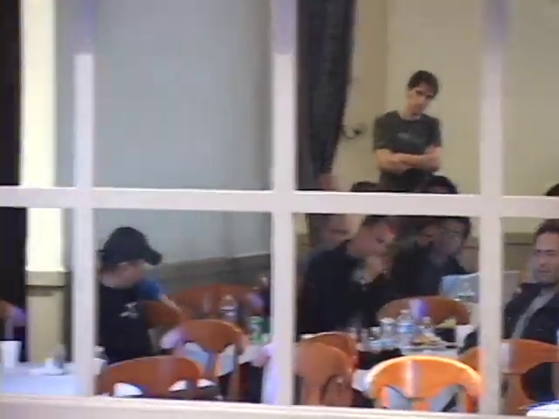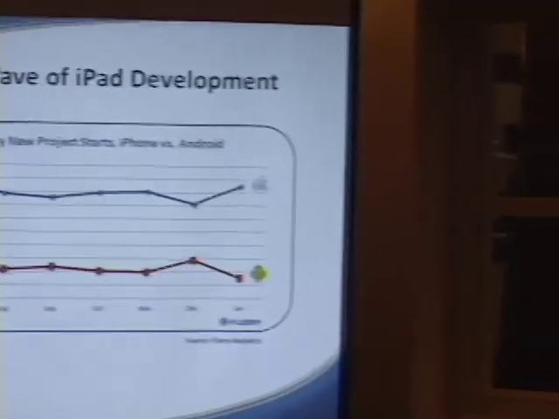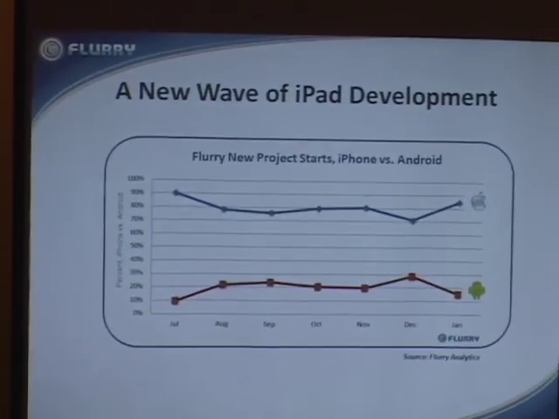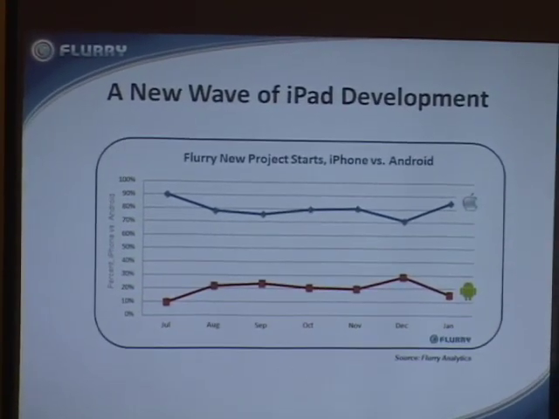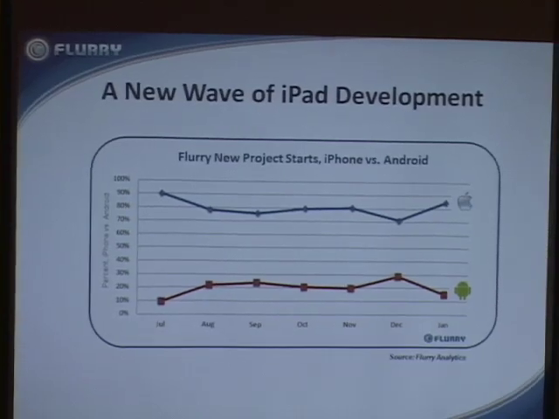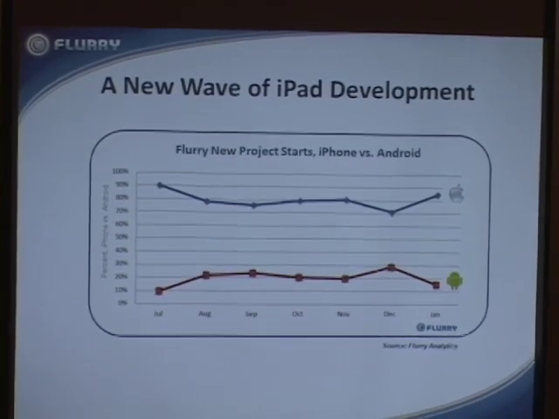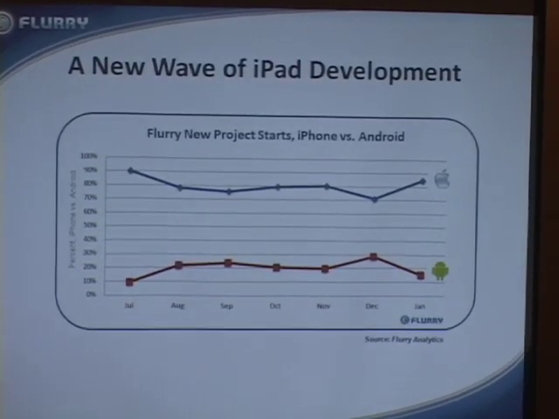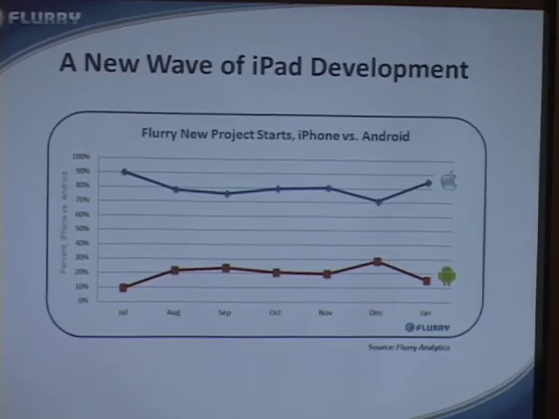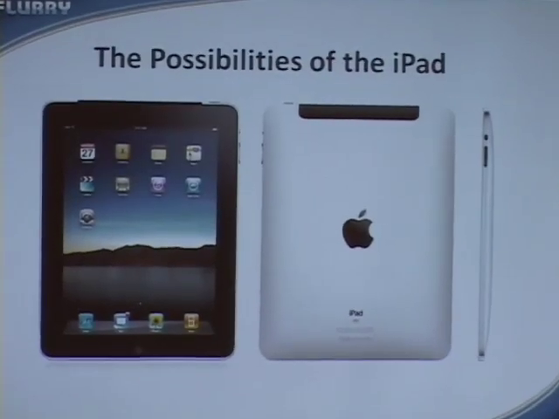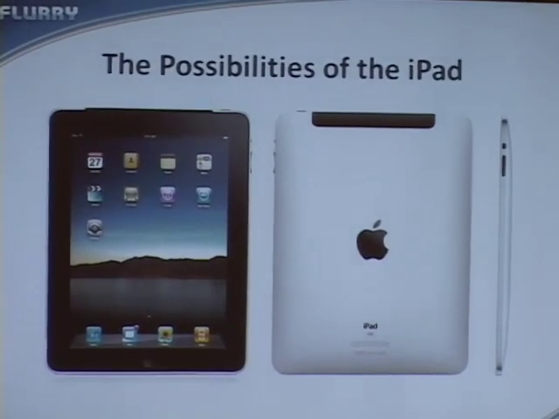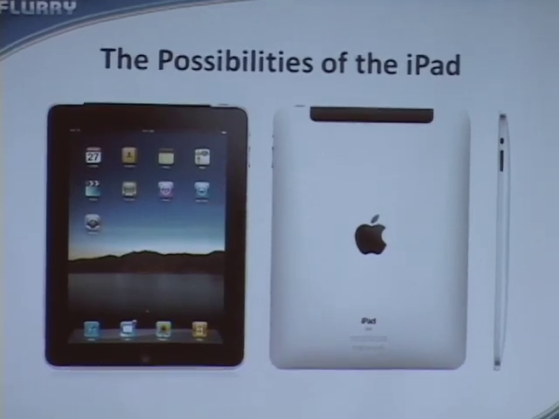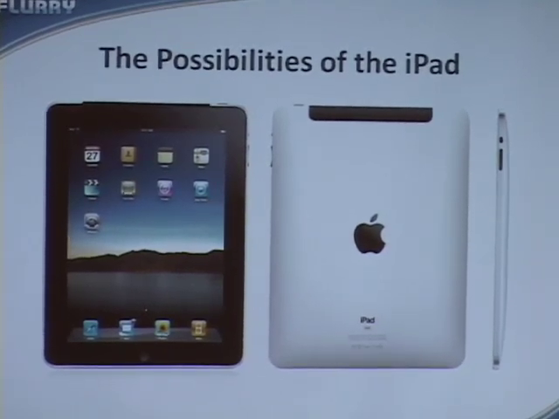So this is just general project starts since July, and what we've been reporting on throughout the fall was that, in fact, the ratio was changing because there were more Android project starts coming up. And then there was that big change in December and January. Obviously we know why that is, because the iPad came out, or rather the announcement of it. And so a lot of developers started, we think at least, maybe pausing their Android efforts to be able to develop for this.